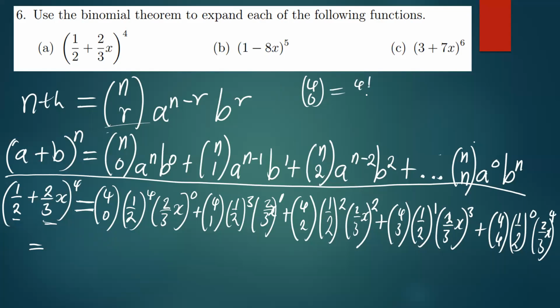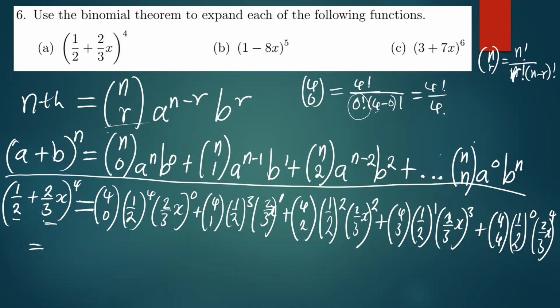So we have 4 choose 0. 4 choose 0 is simply 4 factorial over 0 factorial, then open brackets 4 minus 0 factorial. Because we know that the formula for combination is n choose r is equal to n factorial over r factorial, and then n minus r factorial. So on top we're going to have 4 factorial. Over the denominator, 0 factorial is 1, and 4 minus 0 will give us 4 factorial. So this part here gives us 1.